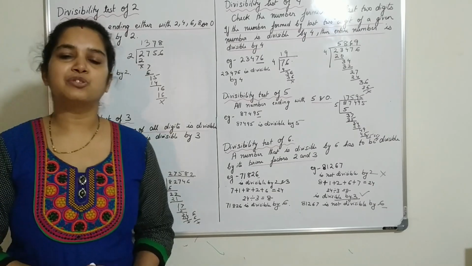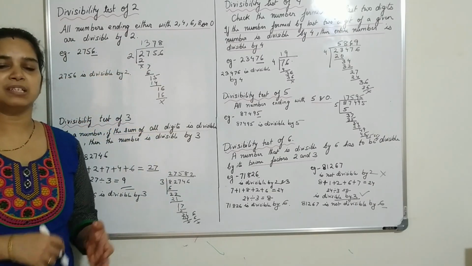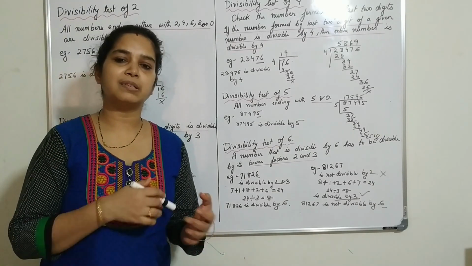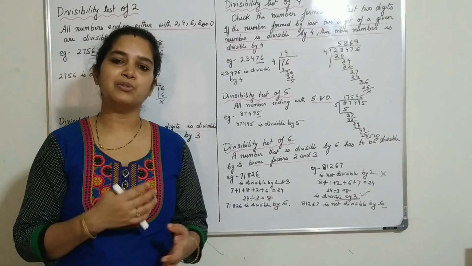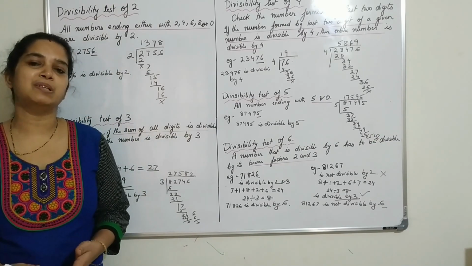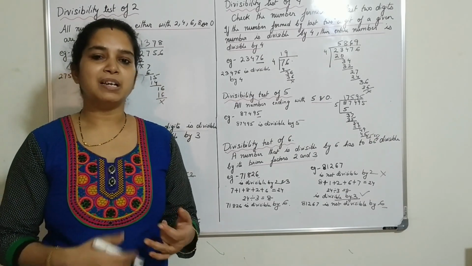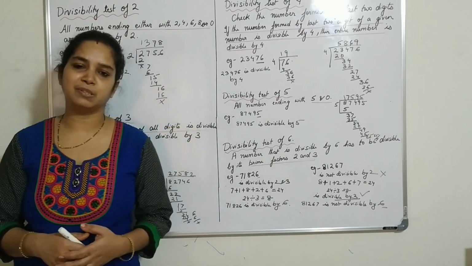So in this way you can find the divisibility test of 2, 3, 4, 5 and 6. Today we studied the divisibility test, how, using the shortcut method, if a number is given, you can find whether it is divisible by a certain number or not, by using special tricks of divisibility.